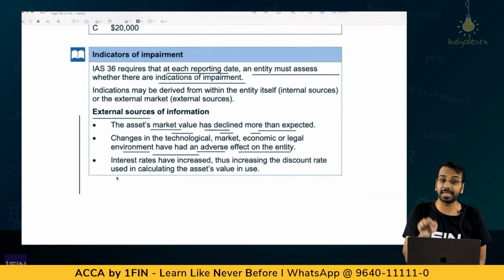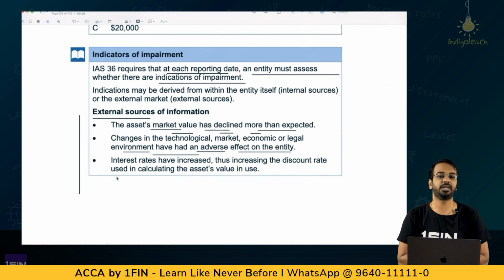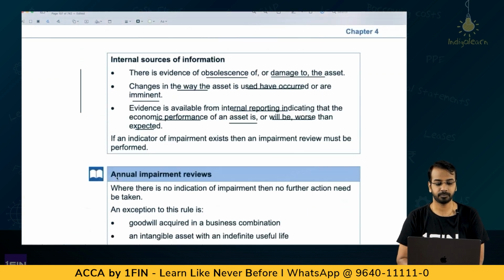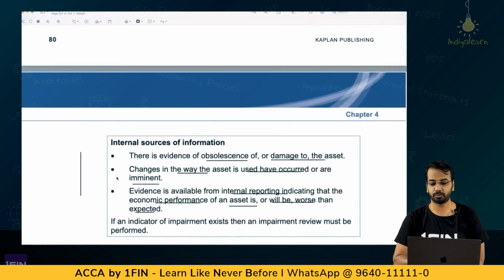Now, if there is an indicator, what do you have to do? Every reporting period, you have to see whether there are indicators. If there are indicators, then you have to do impairment testing. Means calculate the value in use, calculate the net realizable value, determine the recoverable amount, compare that with the carrying amount, and decide whether there is impairment or not. Okay, any questions here?